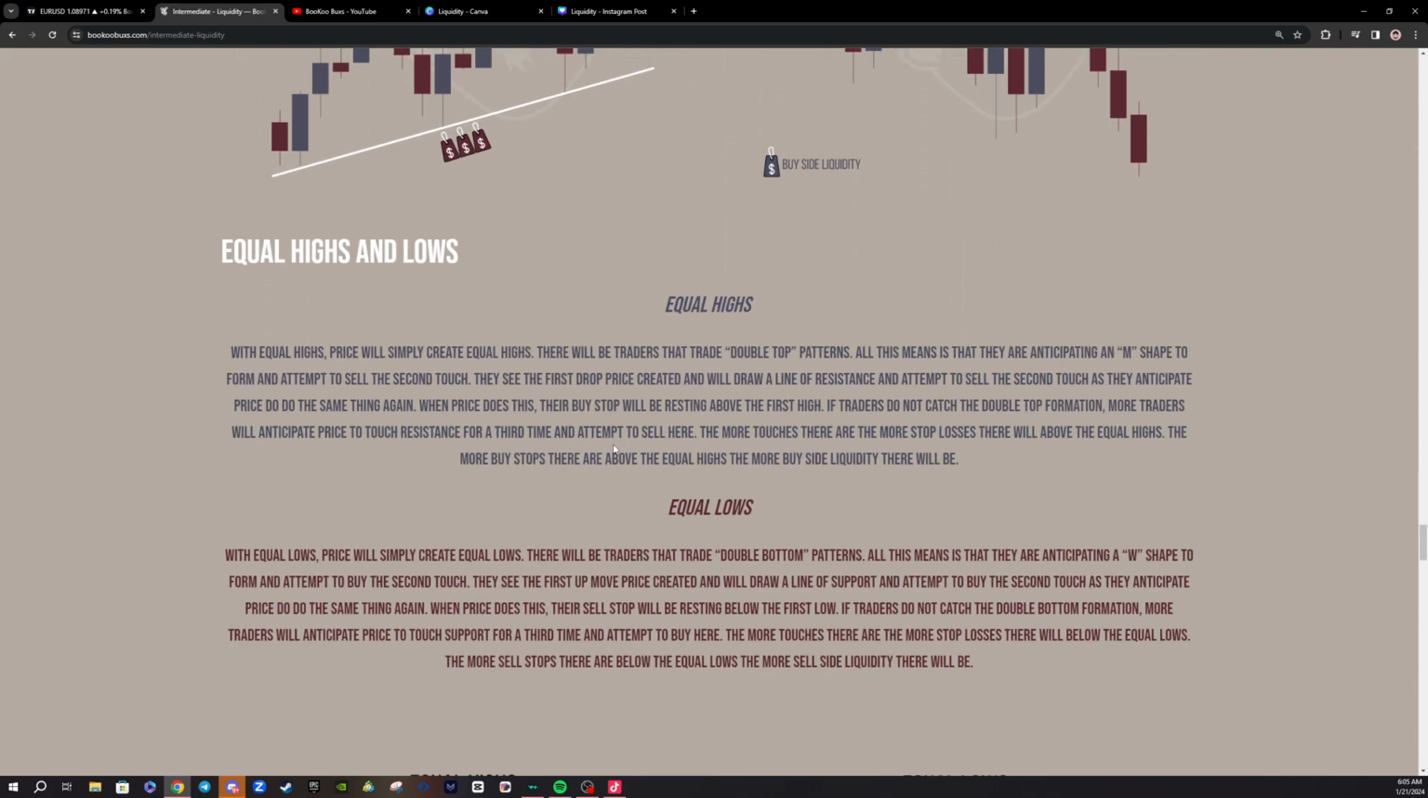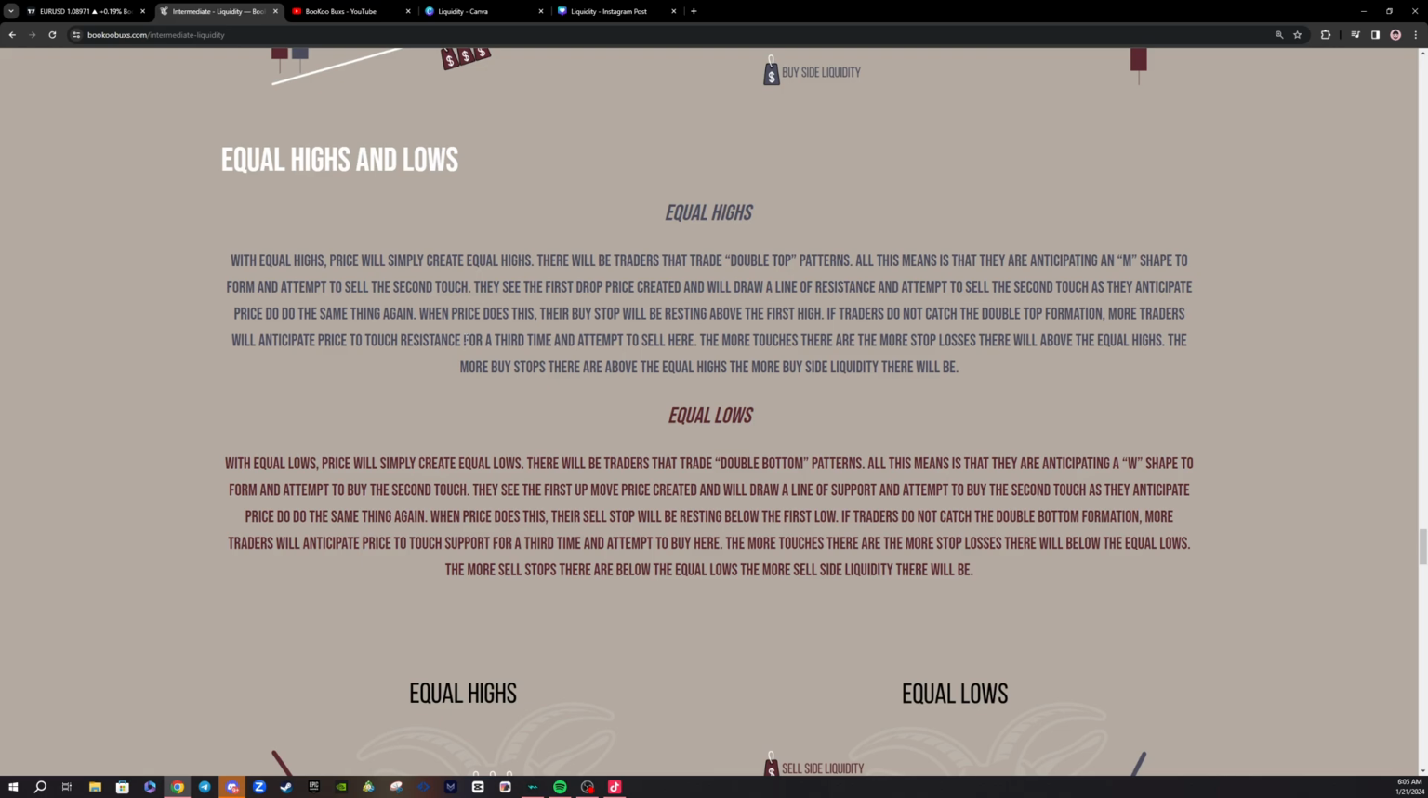Equal highs and lows. I'll read these ones. With equal highs, price will simply create equal highs. There will be traders that trade double top patterns. All this means is that they are anticipating an M shape to form and attempt to sell the second touch. They see the first drop price created and will draw a line of resistance and attempt to sell the second touch as they anticipate price to do the same thing again.